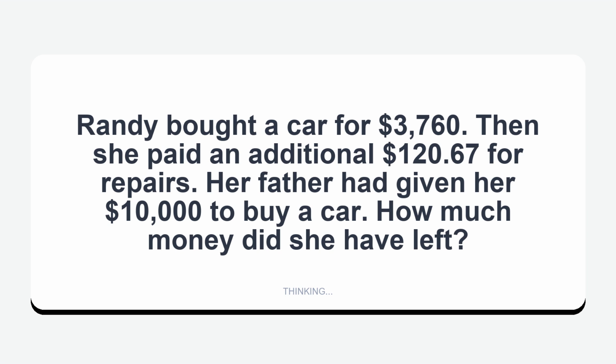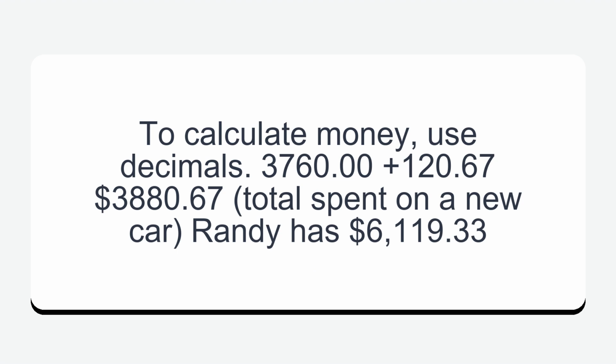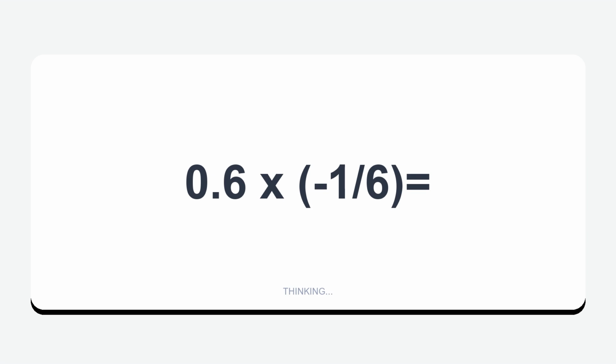Randy bought a car for $3,760. Then she paid an additional $120.67 for repairs. Her father had given her $10,000 to buy a car. How much money did she have left? To calculate money, use decimals. 3,760.00 plus 120.67 equals $3,880.67 total spent on the car. Randy has $6,119.33 left.